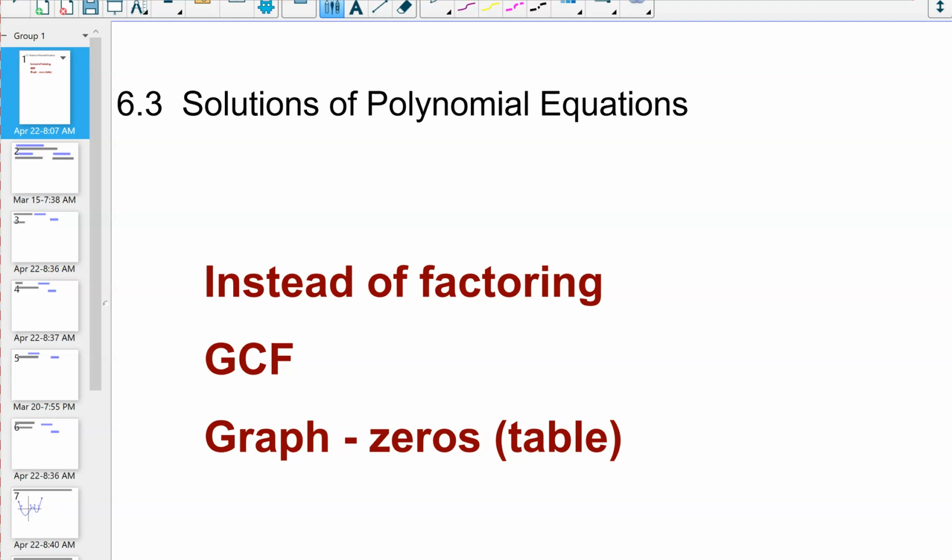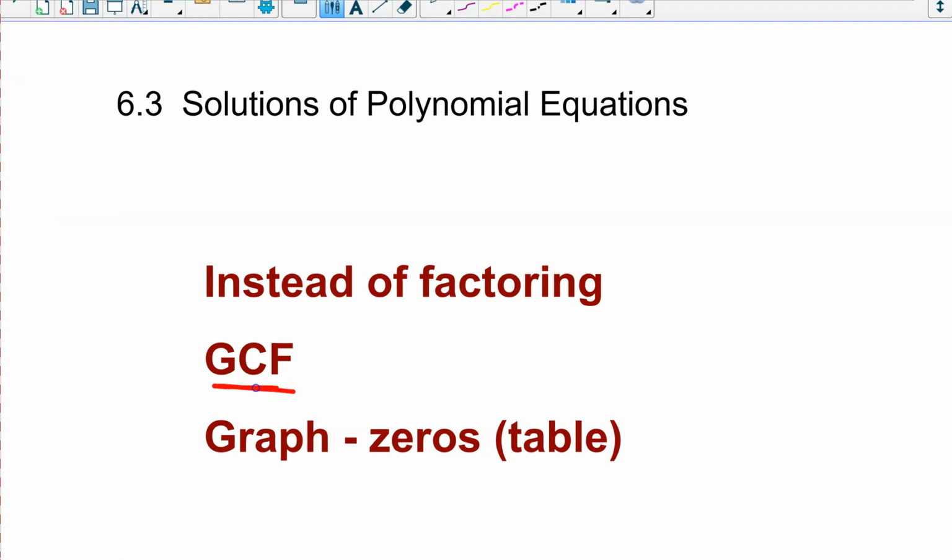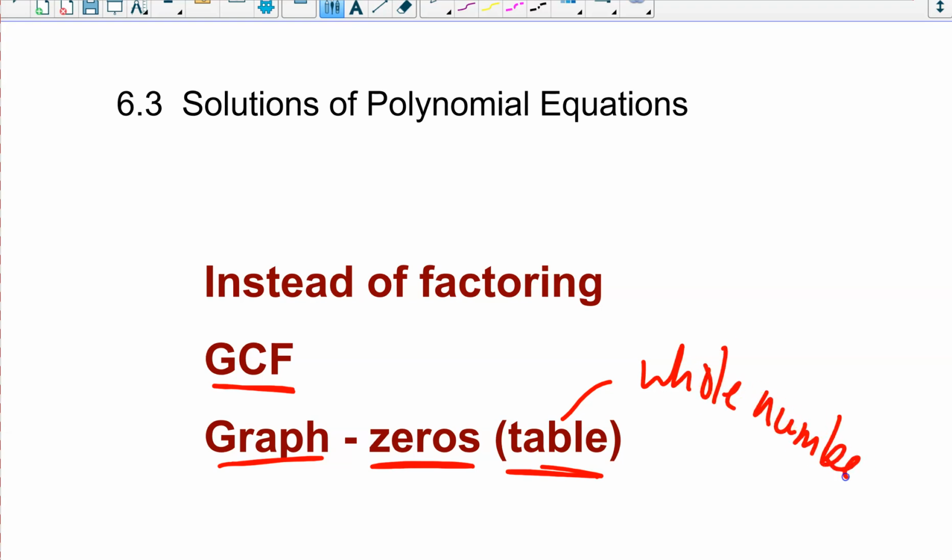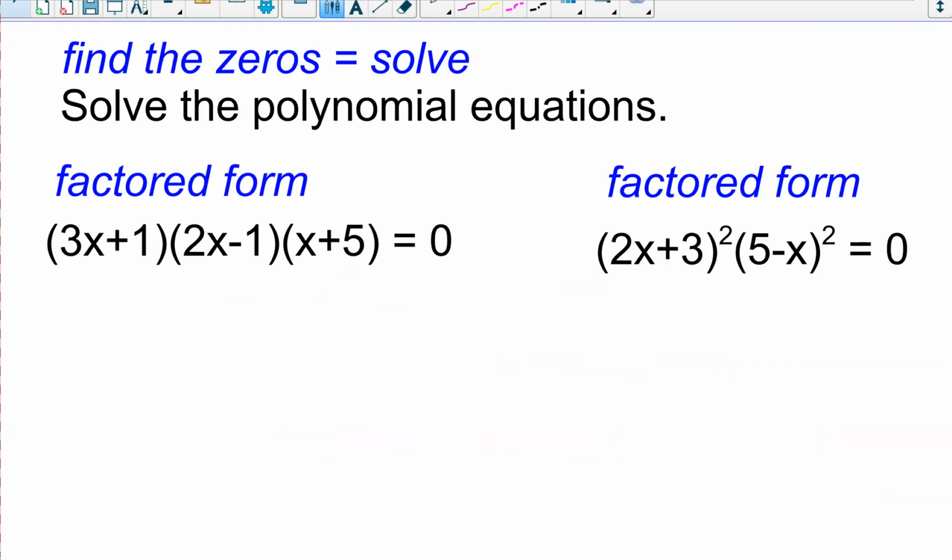Instead of factoring, we're going to use GCF and graphs, finding the zeros, and possibly using the tables. The tables will only work when they are whole numbers. So if they're not whole numbers, we have to go to calculating zeros for this section. We're going to move into synthetic division in the next section. So this section, we're just going to work through some of these skills that I have here for you.